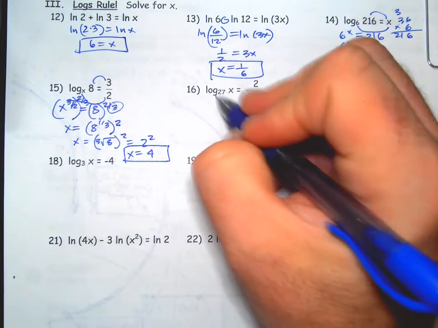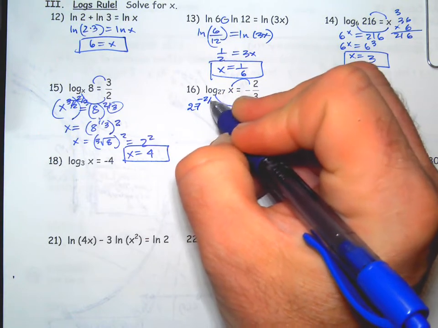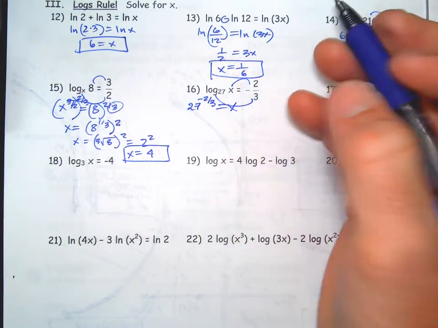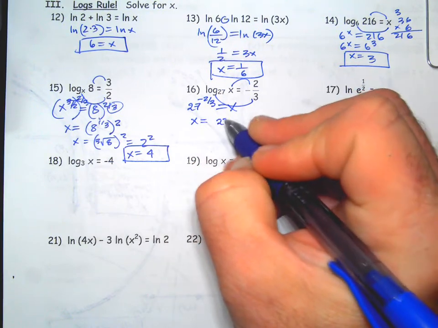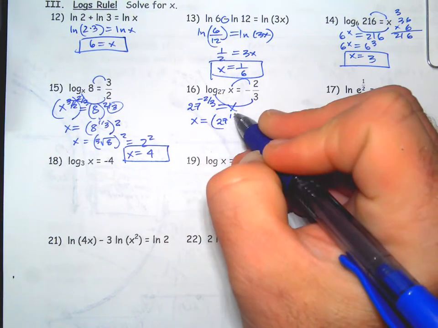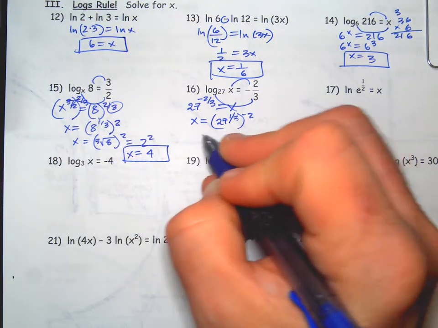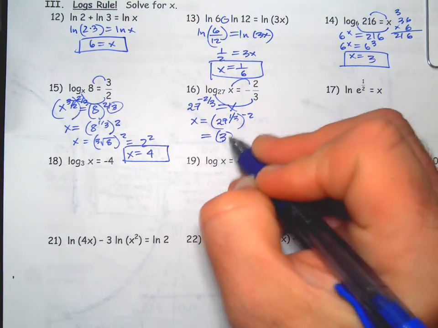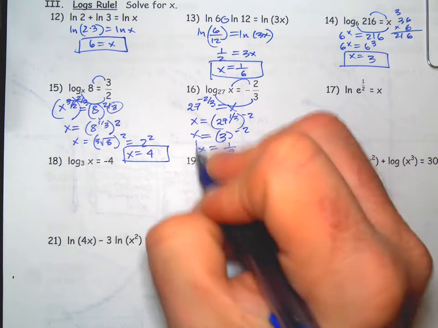Okay, this one we're going to change to exponential form, and it's pretty much solved. We just got to simplify it. So I'm going to do 27 to the 1/3 first, and then the -2 afterwards. So that's the cube root of 27, which is 3. So x equals 1/9.